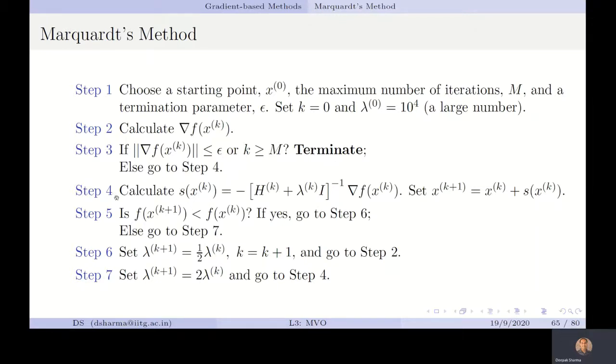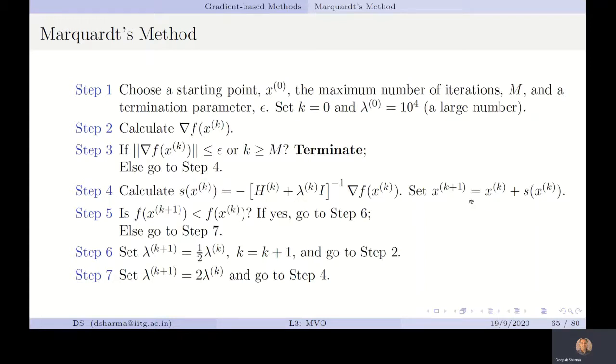Step number 4 is the same as what we have been observing till now: we calculate the direction at the current point xk, using the same formula we discussed in the previous slide. So we have the matrix combination of the Hessian plus lambda times the identity matrix, take an inverse, multiplied by the gradient of the function. Once we find it, we can find the new point: xk plus 1 equals xk, which is our current point, plus the direction which we calculated.